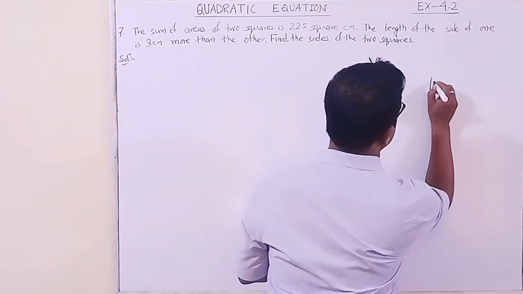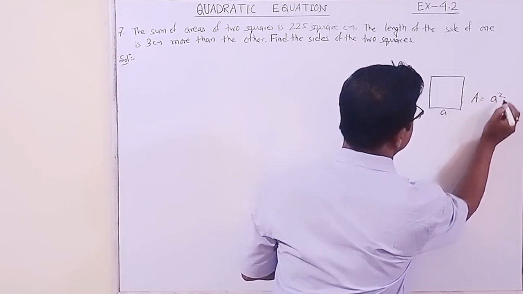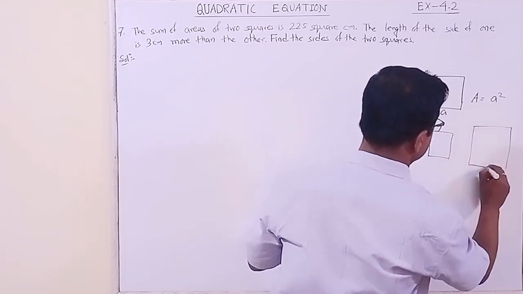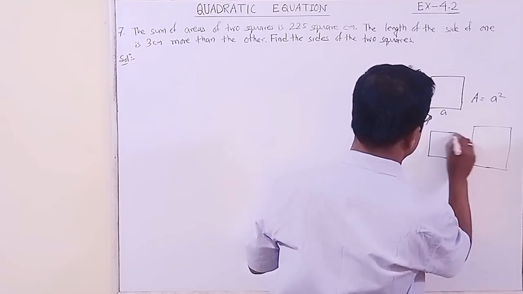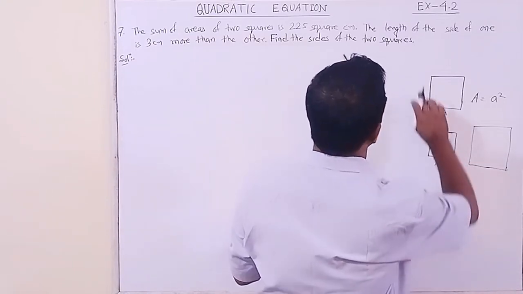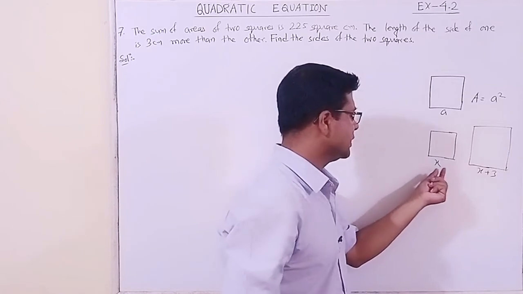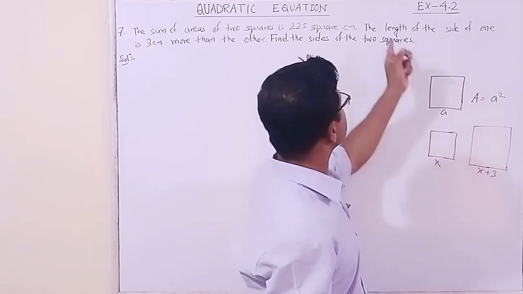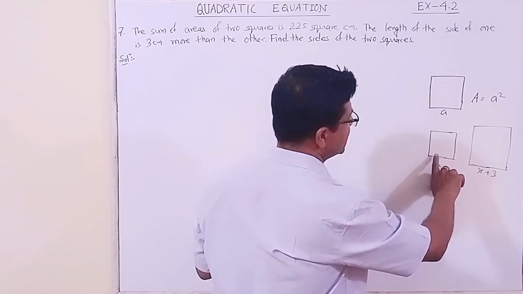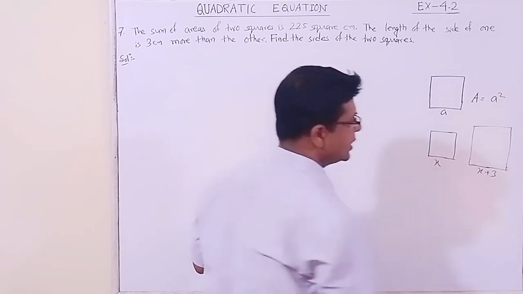Okay, here there is a square. Suppose the side is a. What is the area of a square? Side square. So here there are two squares, the sum of areas of two squares. One side of this square is x, and the length of the side of one is 3 centimeter more than the other. Its side is 3 centimeter more than this. Suppose this is 5, then this is 5 plus 3. This is already given. Whatever this is, suppose this is 1, then this is 3 centimeter more, that means 1 plus 3. So we have assumed the sides of the squares to be x and x plus 3 centimeter respectively.